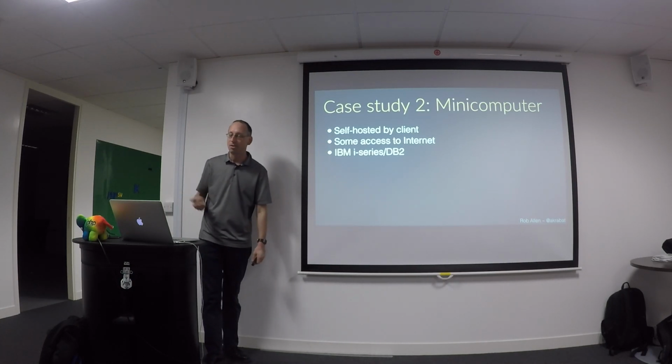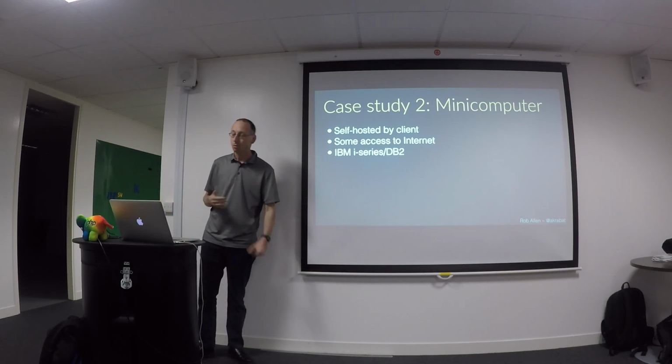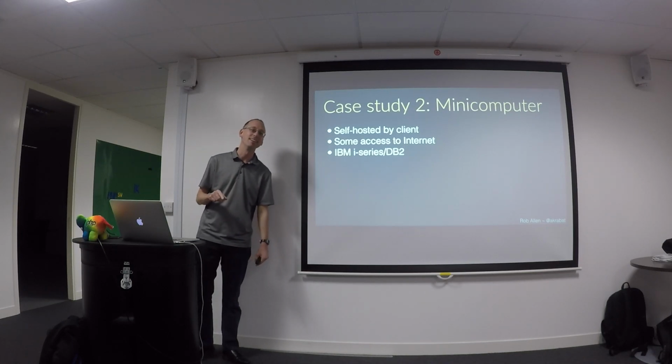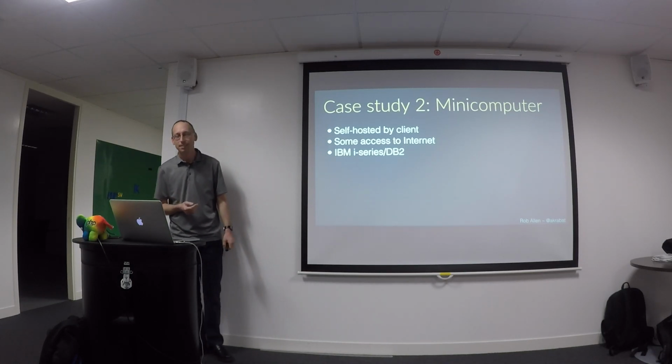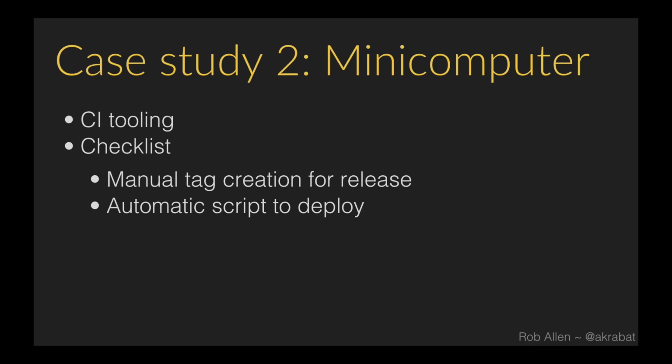IBM iSeries, it was a DB2 system, worked fairly well. They're very reliable. One of the nice things about these iSeries is that you can change the processors whilst the system is still running, which is quite neat. Not many people have that use case though. It's easier just to run multiple computers. We had CI tooling, which made life much, much easier. So everything was CI tooled.